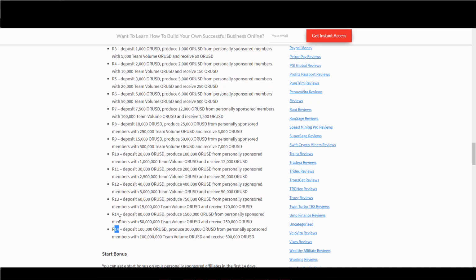This should be 15, not 14, because we have a 14 here. So this is supposed to be 15. Deposit 100,000. You have to deposit 100,000 ORUSD, and you must produce 3 million ORUSD from your personally sponsored members. So everyone in your level one. And have a team volume, meaning through your total organization, you must have 100 million of team volume, and then you can receive 500,000. Again, you're not getting paid in real money, you're getting paid in ORUSD.